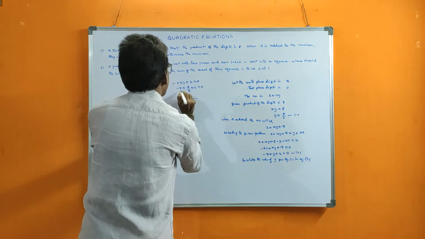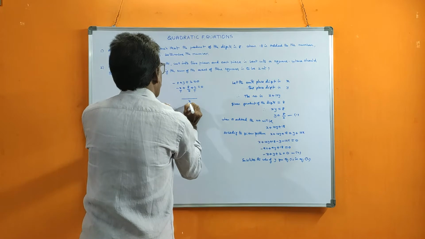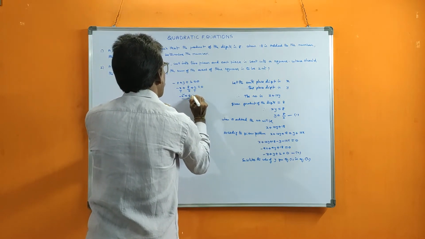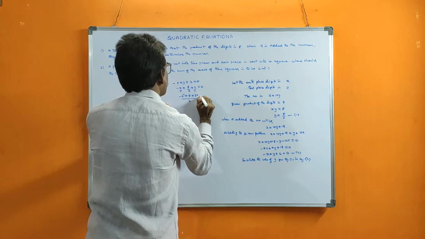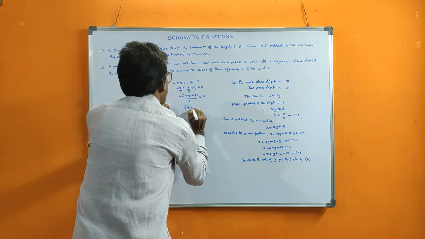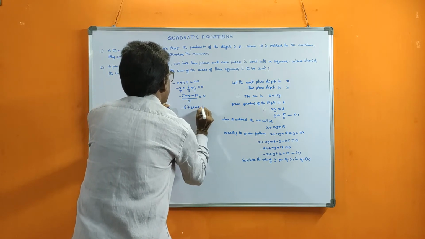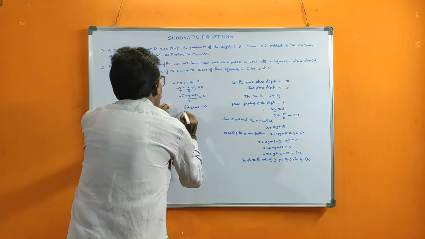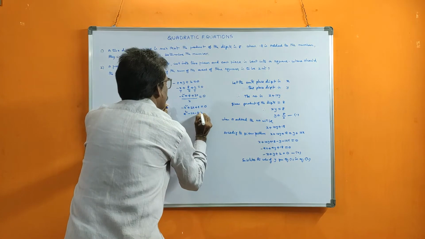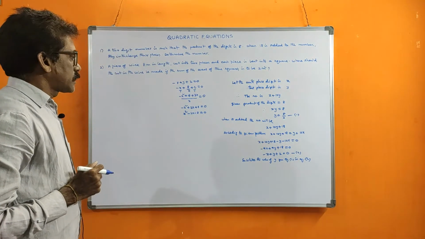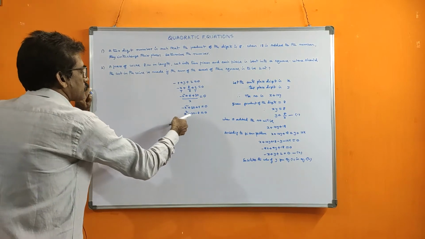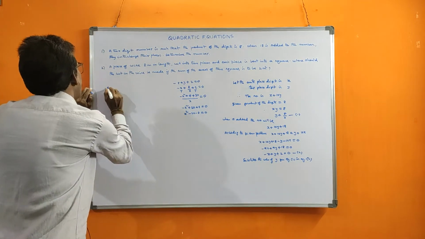Now take the LCM x: minus x square plus 8 plus 2x is equal to 0. By cross multiplication, minus x square plus 2x plus 8 is equal to 0. We don't want minus for x square, so multiply throughout with minus: x square minus 2x minus 8 is equal to 0. This is the standard form of a quadratic equation. By this we should solve for the roots, which are 4 and minus 2.